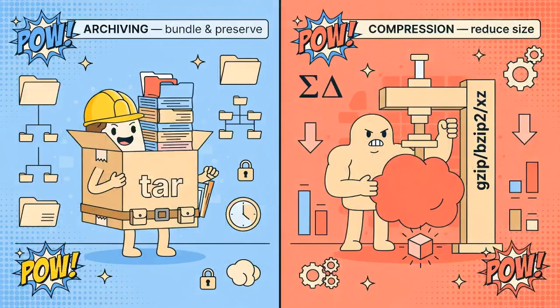Archiving and compression are two completely different jobs. Archiving means bundling many files into one container while preserving the directory structure, permissions, and metadata. That's tar. Compression means reducing file size using mathematical algorithms like gzip, bzip2, or xz. Tar archives, compressors squish. Different tools, different missions.